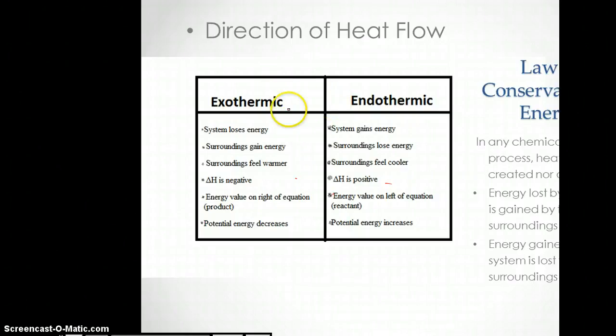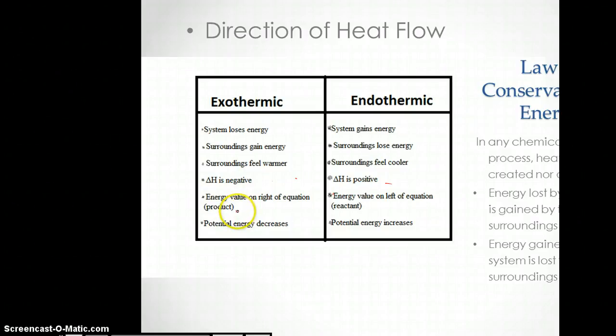So if a process is exothermic, that means the system loses energy and the surroundings gain energy. So as part of the surroundings, we would feel warmer. If you were to touch a beaker and it feels warm, that means the system is losing energy to the surroundings, and that's an exothermic process. We could also show the value of delta H to be negative because the system is losing that amount of energy, and the energy would be considered a product in that particular reaction.